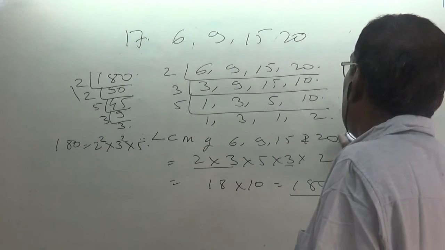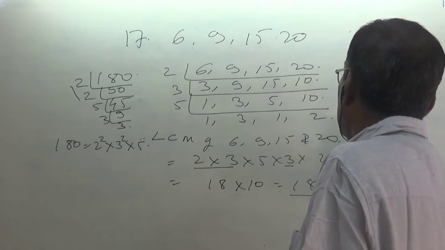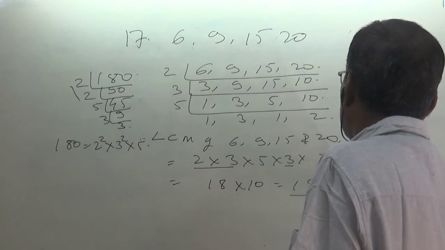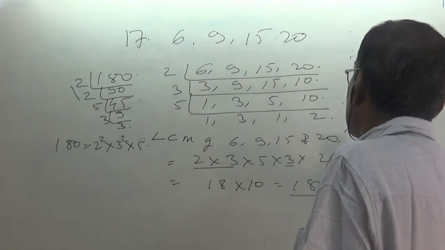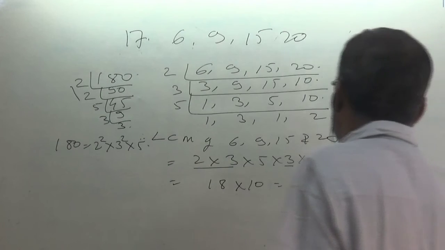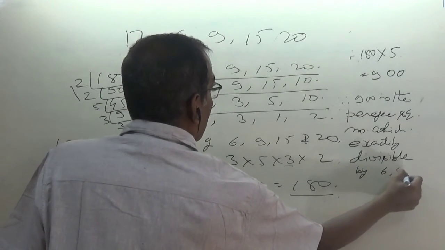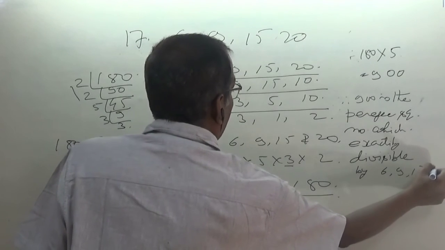So in one line you can say, therefore 900 is the perfect square number which is exactly divisible by 6, 9, 15 and 20.